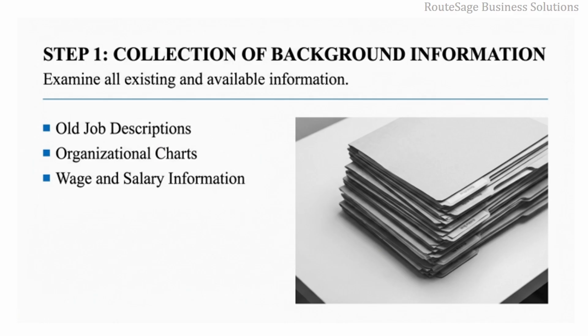Let's now discuss step 1, collection of background information. In this step, HR managers examine all existing and available information related to the job. This may include all job descriptions, organizational charts, and wage or salary information. For example, if an organization wants to analyze the job of an accounts executive, HR may first look at previous job descriptions, reporting structures, and pay scales. This step helps HR understand the job before collecting fresh data.